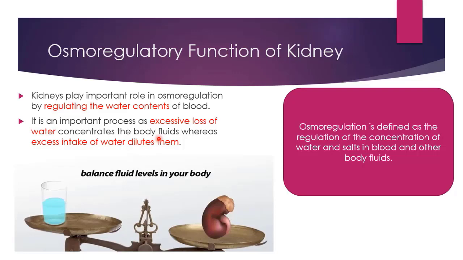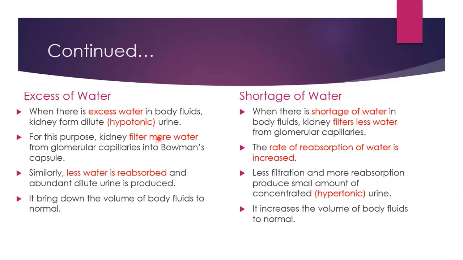So we will see how kidney helps in osmoregulation of water. There are two different conditions here. First of all, we will discuss the excessive amount of water. When there is an excessive amount of water in body fluids, kidney forms dilute or hypotonic urine.